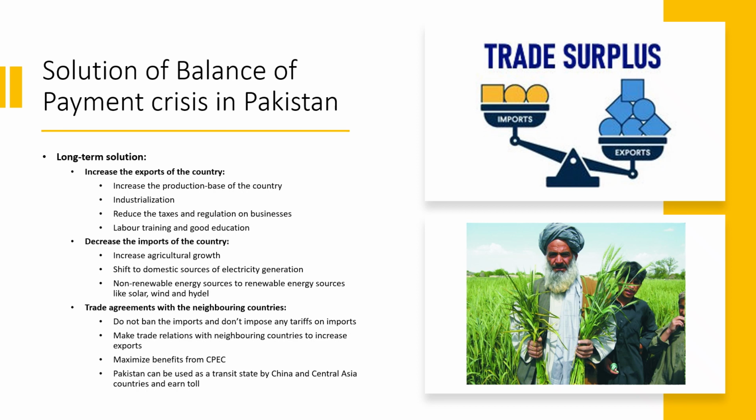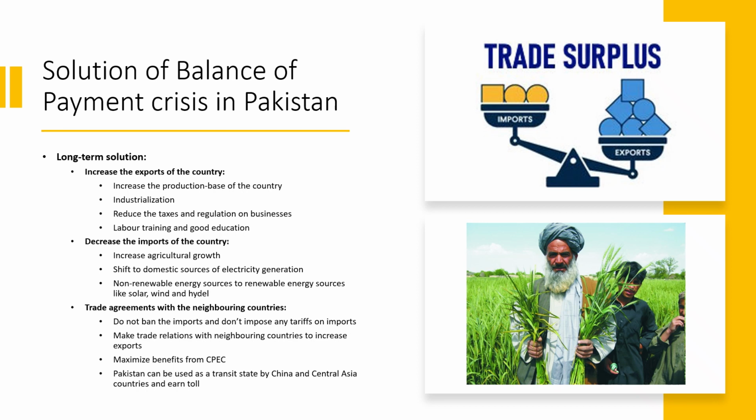Pakistan should support its industries. There should be industrialization. Pakistan should reduce the taxes and regulation on businesses. There should be labor training, and there should be investment in education also, so that there is innovation and research and all these things. So this is how Pakistan can make its economy an export-based economy. Then Pakistan should decrease its imports. Well, there are long-term solutions for decreasing the imports. How? Pakistan should increase its agricultural growth.